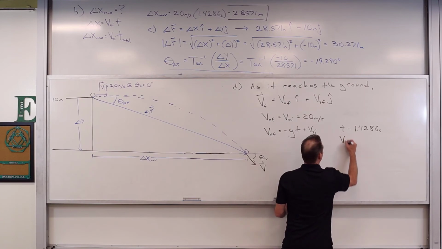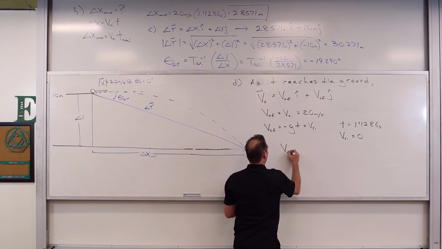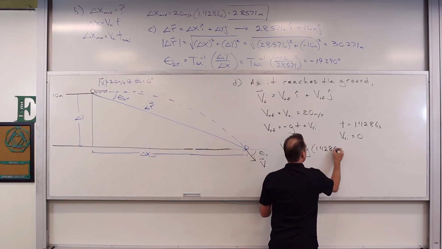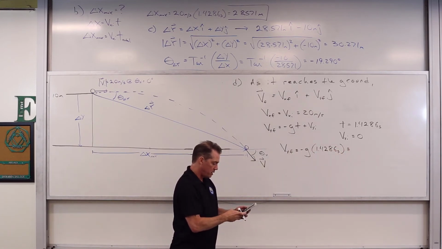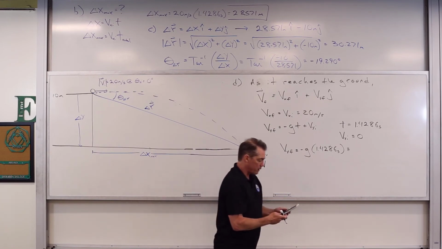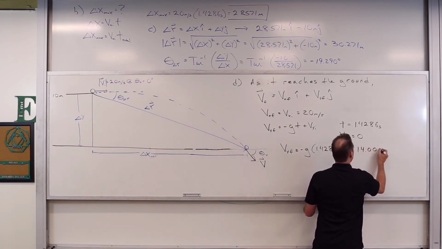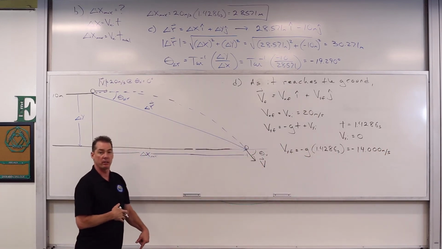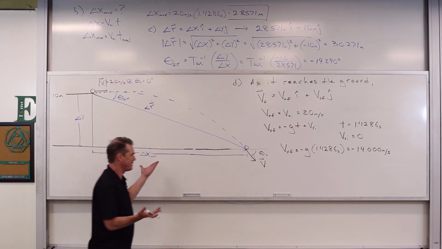Well, vy initial was equal to 0, so we can solve for vy final. Vy final is then equal to negative g times 1.4286 seconds, which gives us 8 times 1.4286, negative 14.000 meters per second. The negative says that's in the negative j hat direction, downward. That's the direction that it's moving in terms of its y component as it reaches the ground.